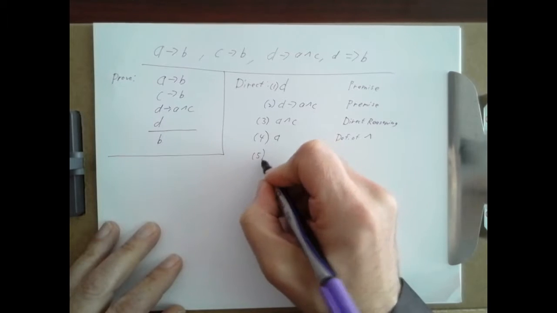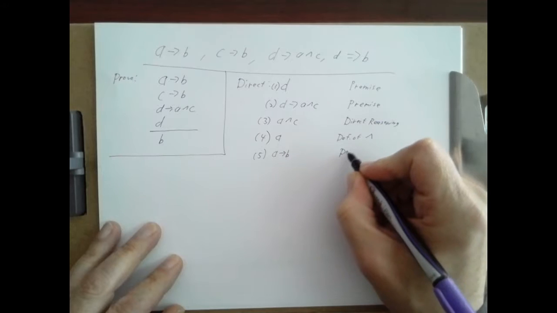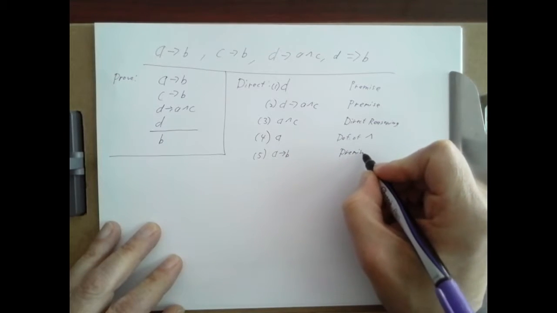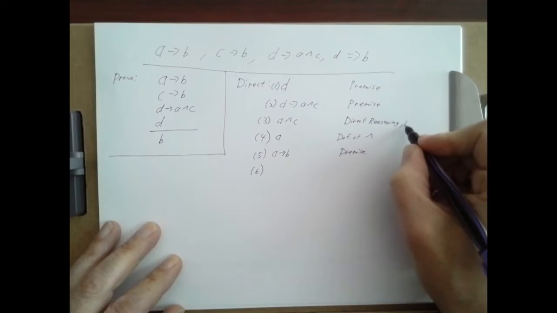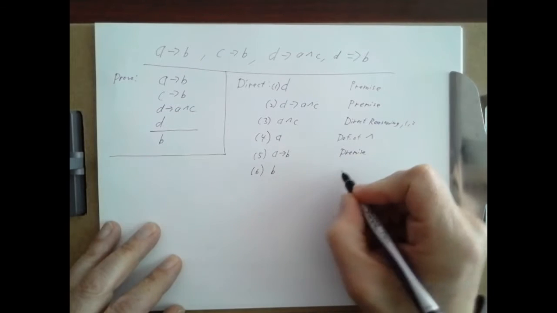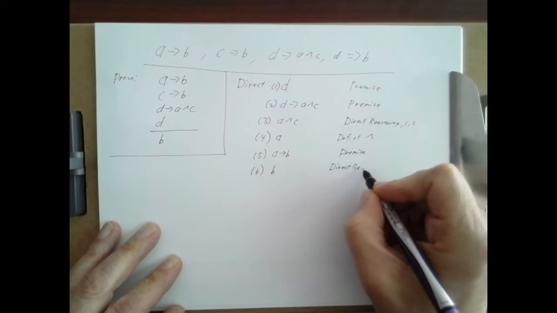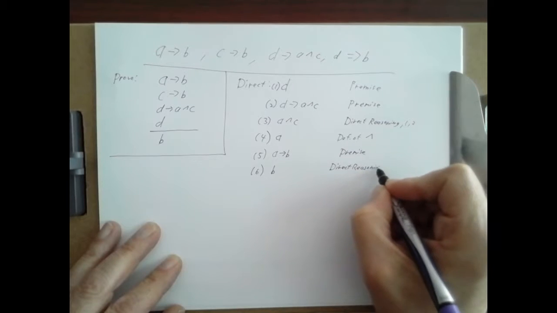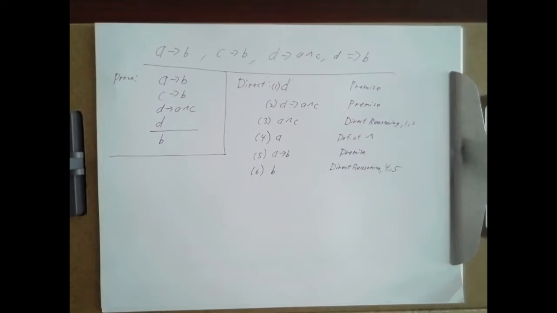And we're also told if A, then B. And that's a premise. And so this was direct reasoning of 1 and 2. And so we can put 4 and 5 together and conclude B. That's direct reasoning of 4 and 5. And so there's a direct proof of B given those premises.